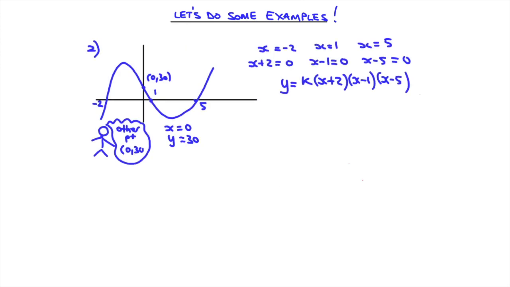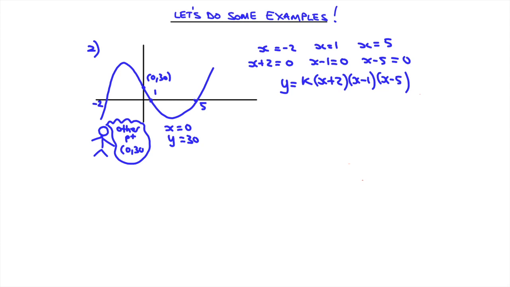Let's do an example of a cubic. Now here we have three zeros, x equals -2, x equals 1, and x equals 5. So again, beginning by working backwards, x plus 2 is equal to 0, x minus 1 is equal to 0, x minus 5 is equal to 0. So we can say it belongs to the family of parabolas y equals k times (x plus 2) times (x minus 1) times (x minus 5).